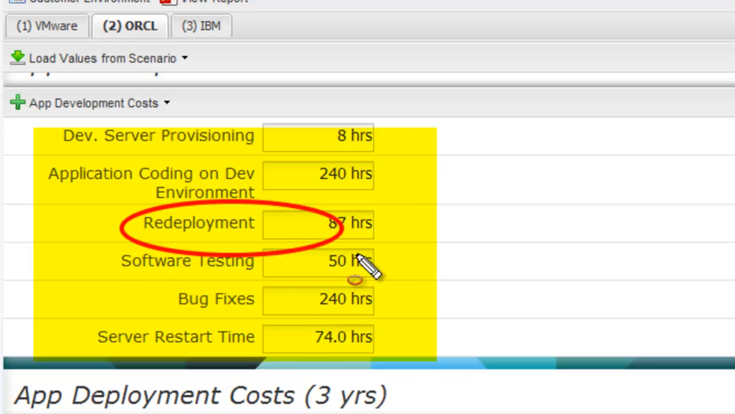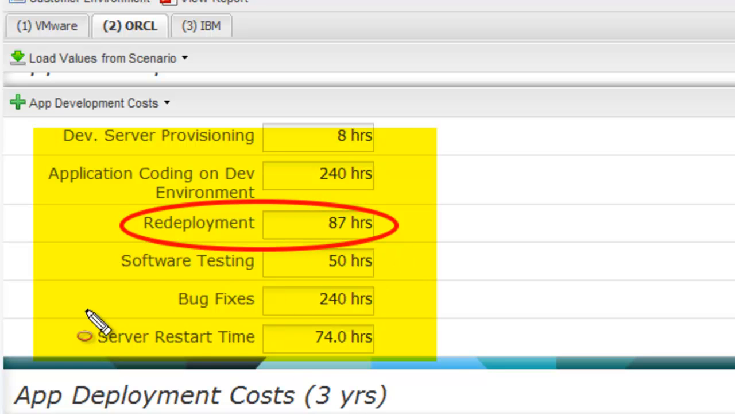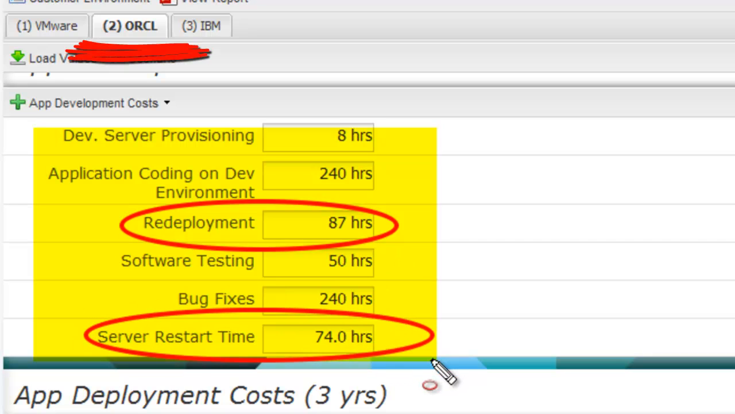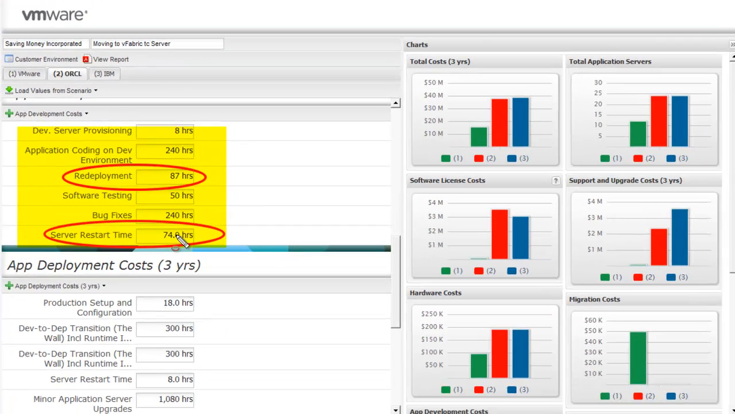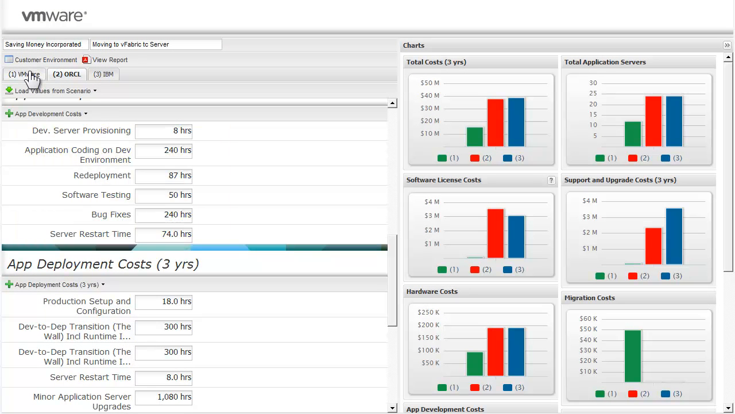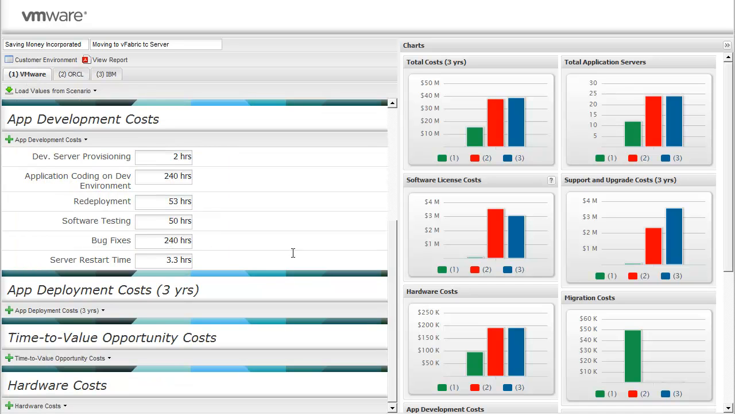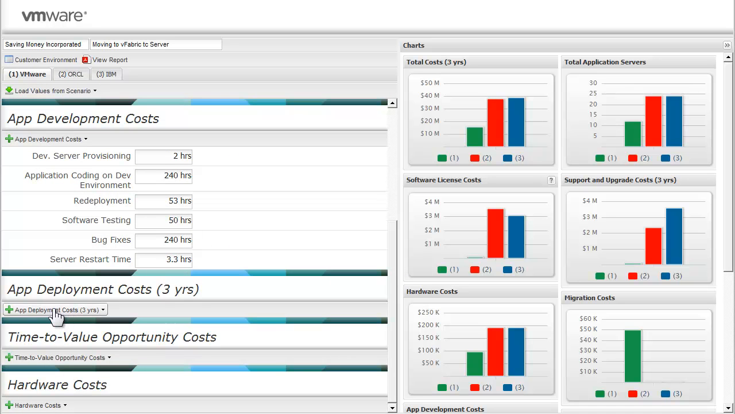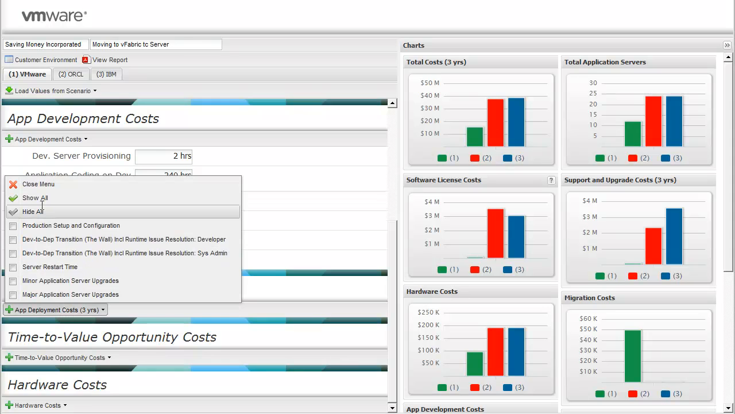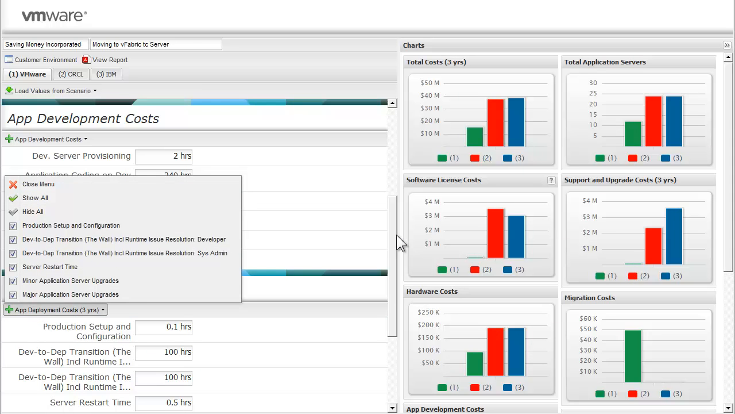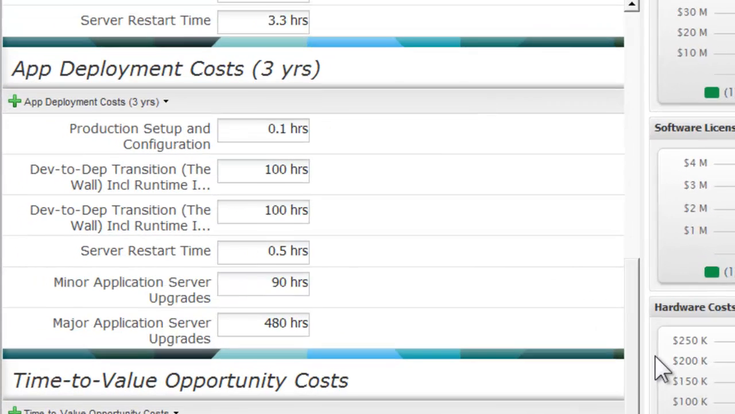Because vFabric TC Server is so lightweight, the amount of time these operations take is very minimal compared to a commercial application server. In our measurements of developer productivity, we could see that a developer using vFabric TC Server spent about 20 times less time restarting the application server itself.